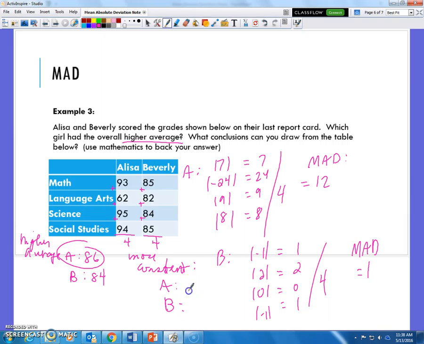Their MADs are 12 and 1. That means that Beverly on average is only 1 away from her total average, but Elisa either gets really high scores or really low scores. They're 12 away from her actual average. All right.